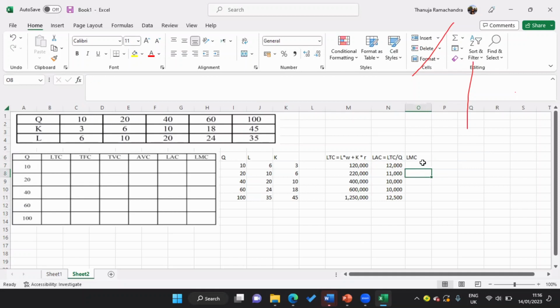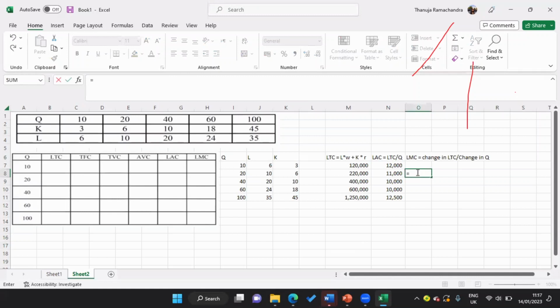How do we get the marginal cost? It is delta. Just write change. Otherwise, I have to find that delta sign here. Change in LTC divided by change in Q. Okay.